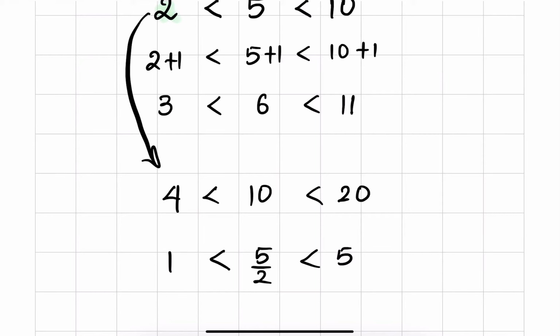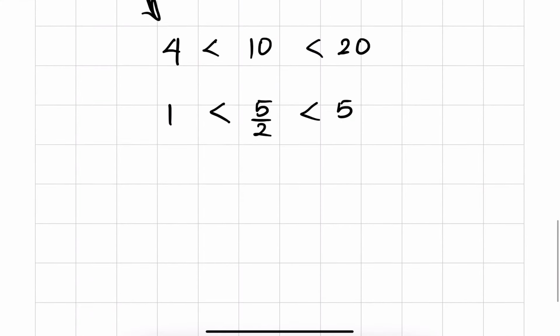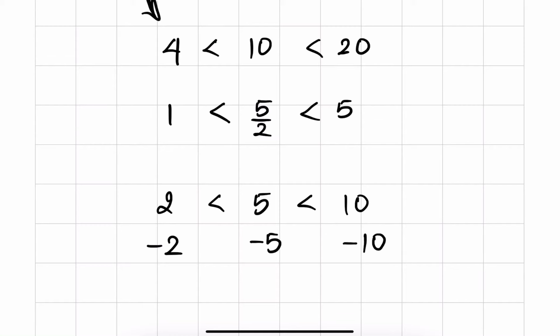Now look at it further. We had the numbers 2, 5, and 10. What will happen if I multiply all of them by negative 1? 2 will become negative 2, 5 will become negative 5, and 10 will become negative 10. But the relationship will change. Actually, negative 2 is bigger than negative 5, which in turn is bigger than negative 10.